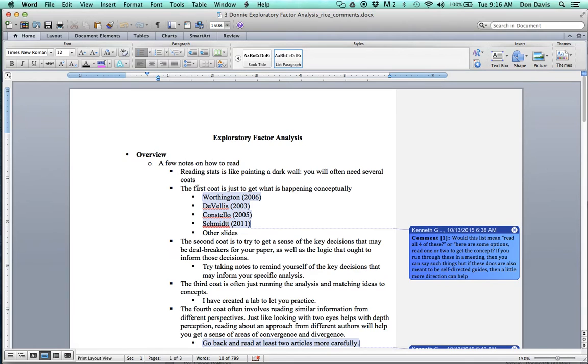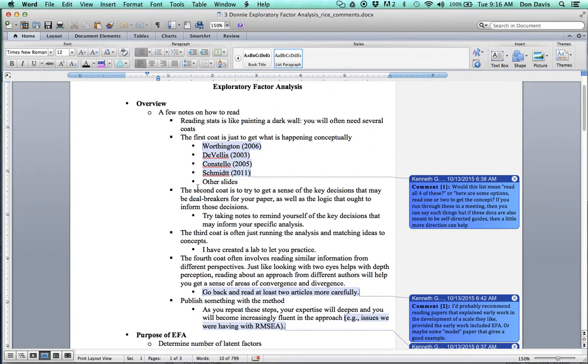So I'm going to give an overview of just even how to approach learning stats. So this is how I think of it. If you've ever painted a dark wall, you just know up front that you're going to have to do several coats. So you don't worry too much with the first coat. You just kind of get some paint on there, and then you know as you get closer to the end that you'll kind of fill in the gaps.